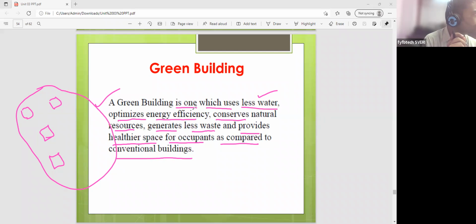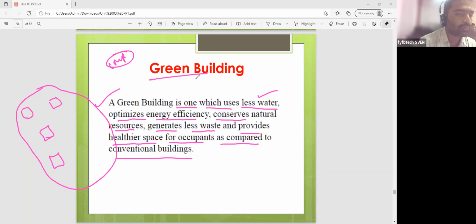What are occupants? Occupants means the people who are staying in the building. So now you are occupants in the classroom. In the same way, the people residing in those buildings are called occupants. As compared to the conventional building, this is called a green building. This is important for the multiple choice question.